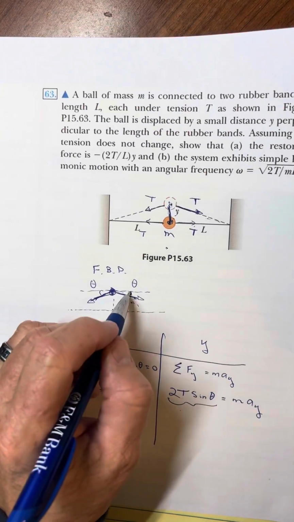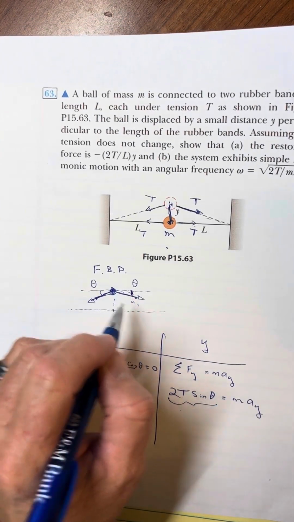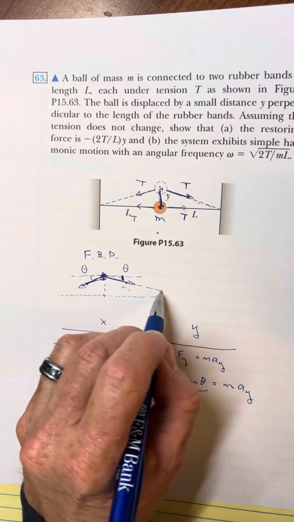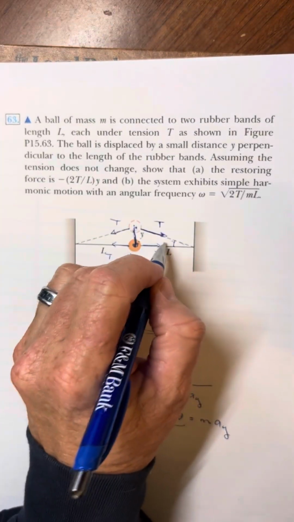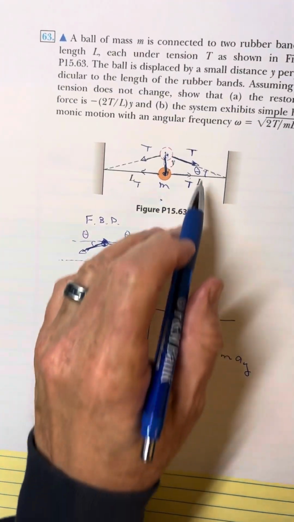Now, looking at our free body diagram, this theta here, if you extend the rubber band down to here, would be the same as this theta in the picture here.